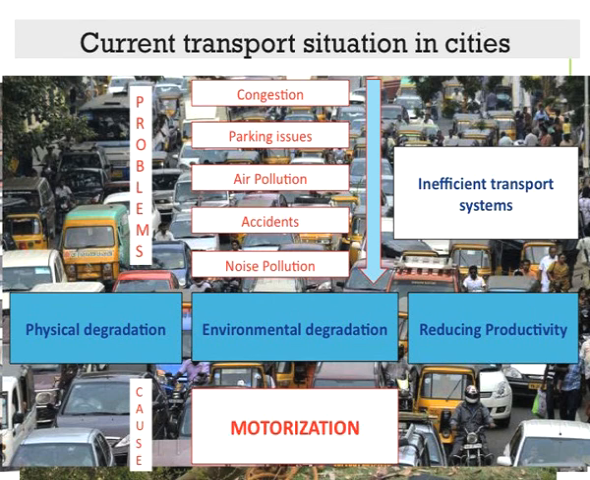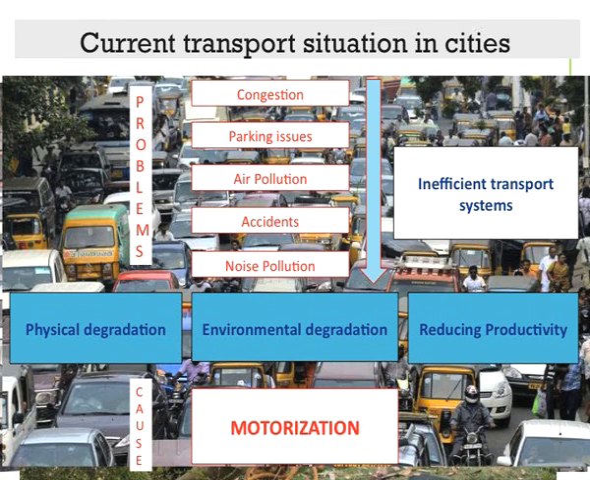So let's begin with the current transport situation in cities. Though my presentation from now on would focus more on the transport situation in Indian cities, I guess a lot of participants who have joined from developing countries would be able to relate to a lot of these issues. So currently in the context of Indian cities, this is a typical picture of any Indian city, a road in any large Indian city today, where we have congestion, we have parking problems, we often take our cars, our two-wheelers out, but we don't find parking spaces.